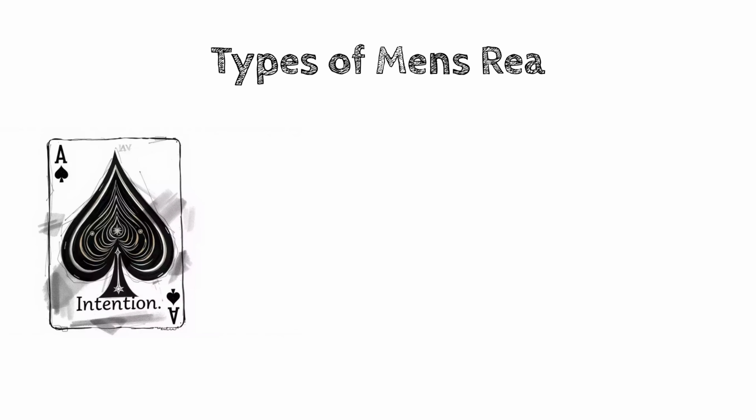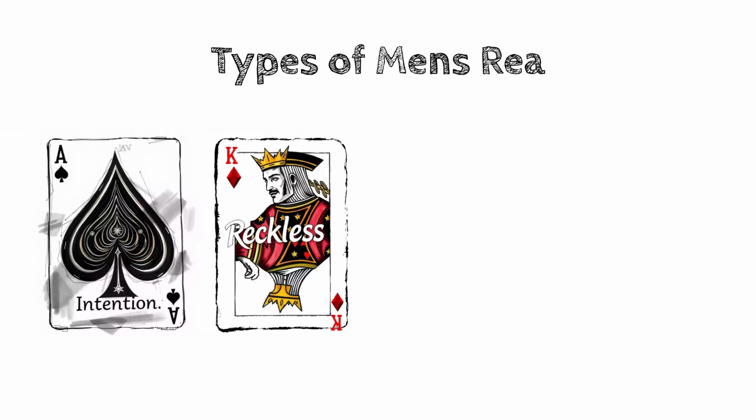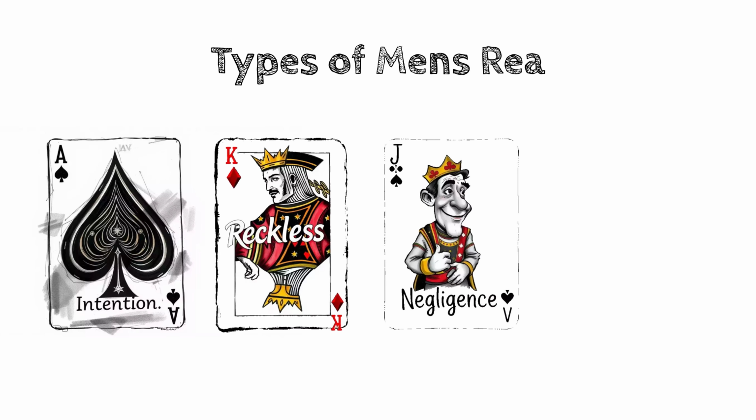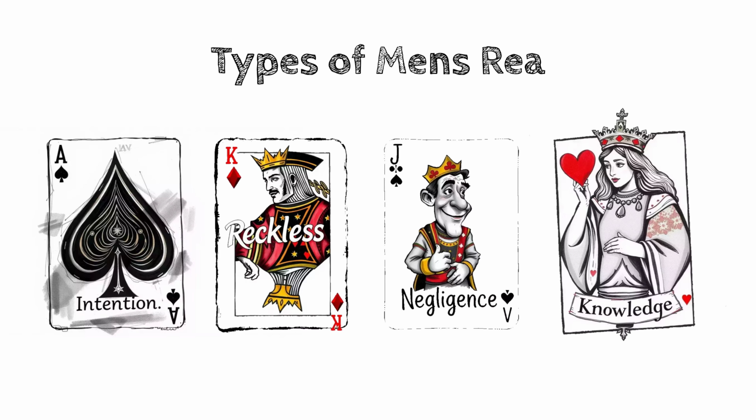In criminal law, there are four main types of mens rea, the mental state behind a crime. 1. Intention. The person meant to do it. 2. Recklessness. They knew the risk, but took it anyway. 3. Negligence. They failed to take proper care. 4. Knowledge. They knew what they were doing was wrong. Let's go deeper, breaking each one down.